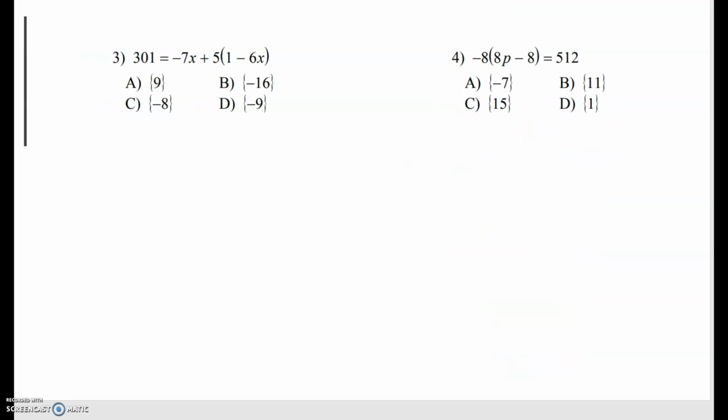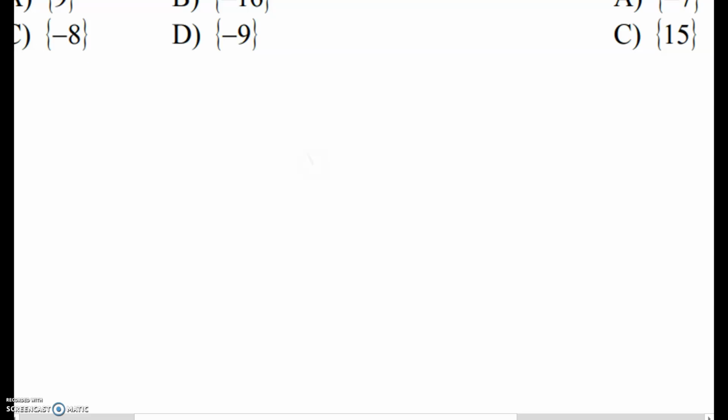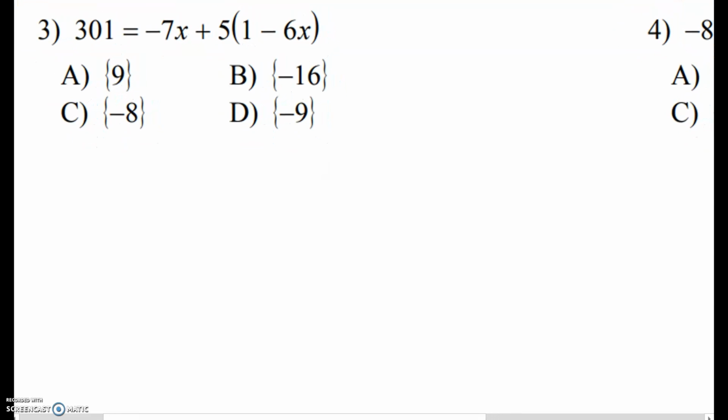All right, so here we see a couple problems. Let's focus on the one on the left. If you want to do the one on the right, what you would have to do first is distribute the negative 8. So let's focus on the one on the left. What we want to do first is simplify each side. We can clearly see that the left side is already simplified, so we're just going to keep that 301.